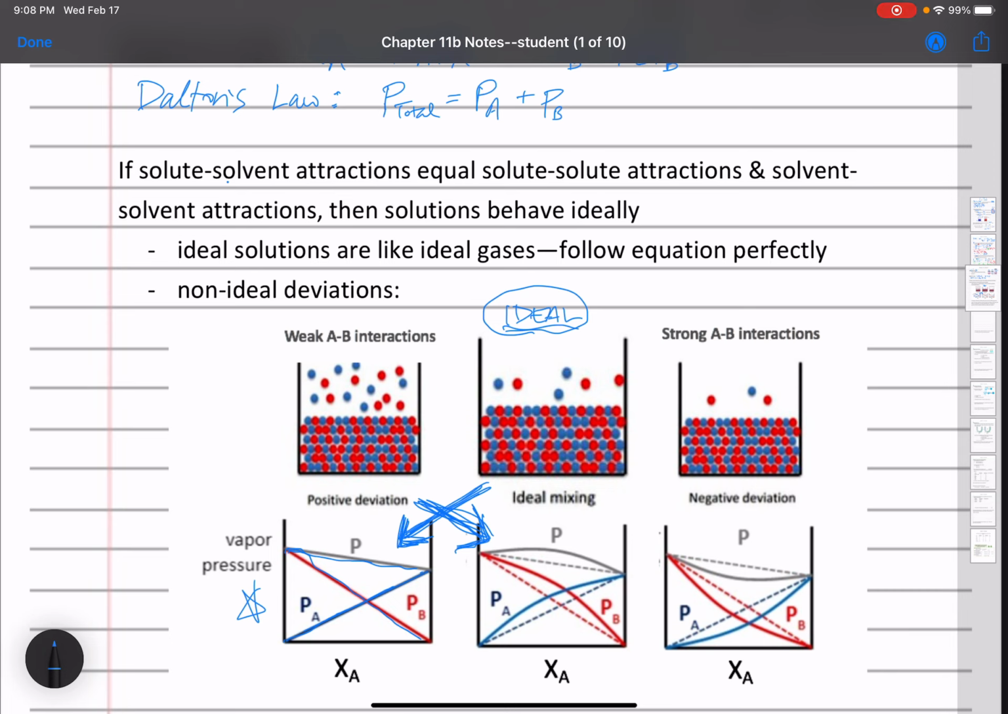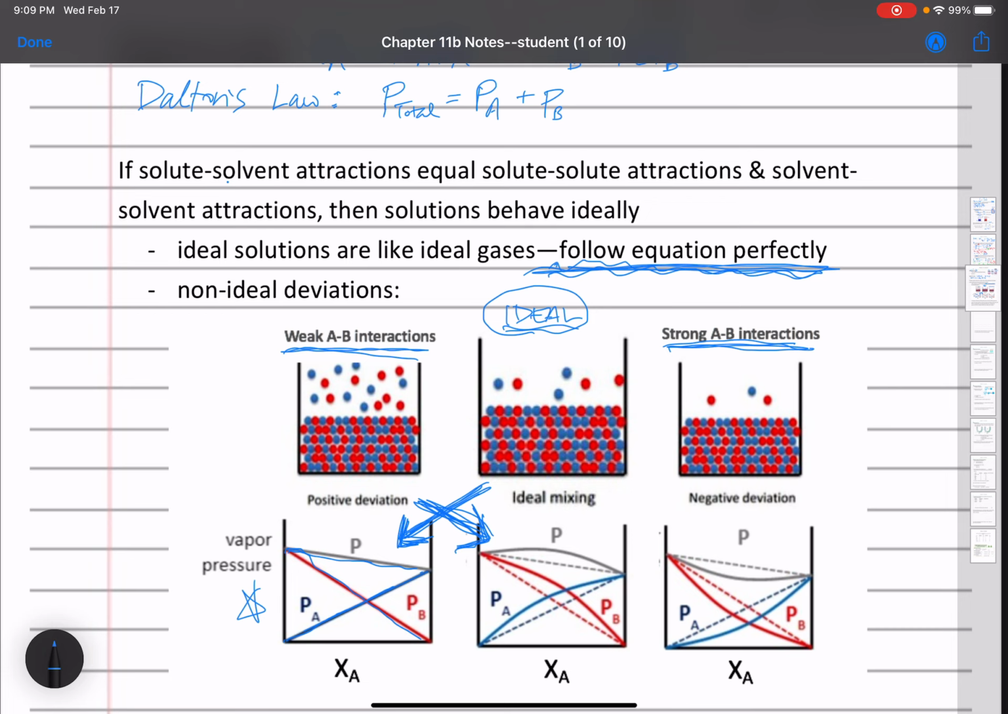Some solutions do behave ideally. And when we talk about something behaving ideally, we mean it follows the equation perfectly. So with gases, we said there's the ideal gas law for gases behaving ideally. And in the case of gases, most of them do behave ideally, especially when it's warm and low pressure, but they start to behave not ideally at higher pressures and lower temperatures. In the case of solutions, they act non-ideally when they have either really strong intermolecular forces between the two different liquids or substances, or they have really weak interactions between the two, like they're not very soluble in each other. And those cause deviations in the expected calculations.